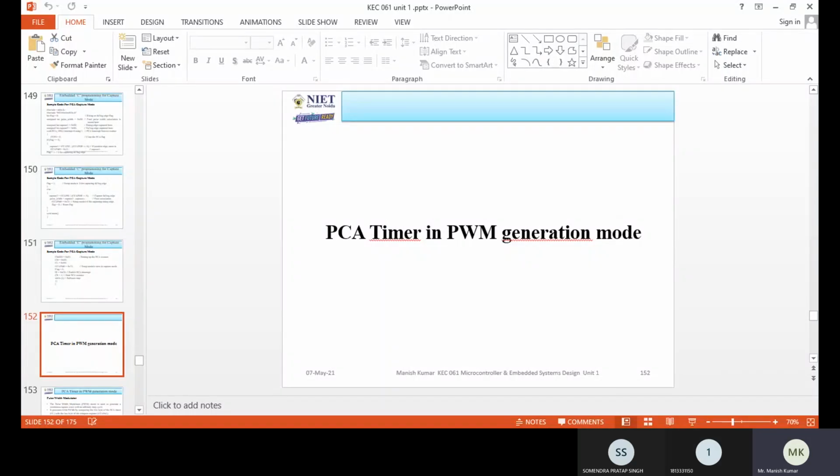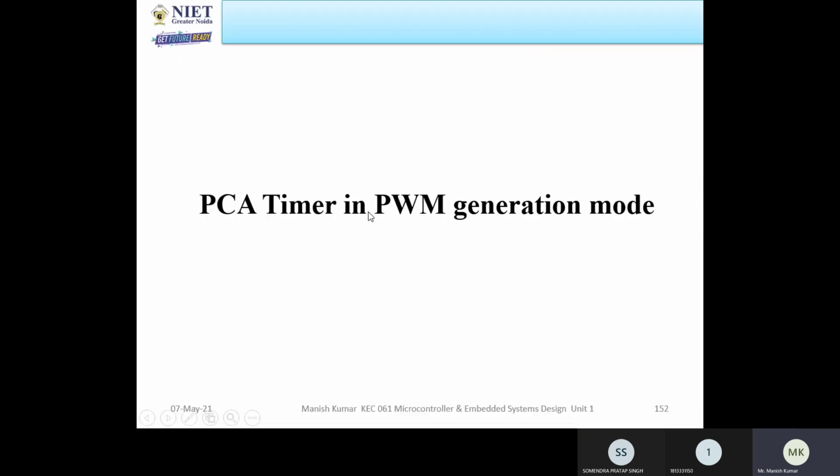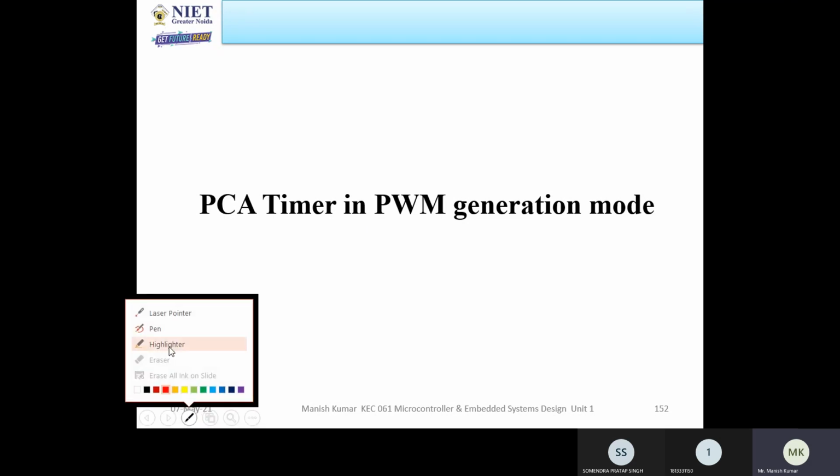In the last class, I discussed the PCA timers and PCA timers in capture mode. So today I am going to discuss the PCA timer in a PWM generation mode.